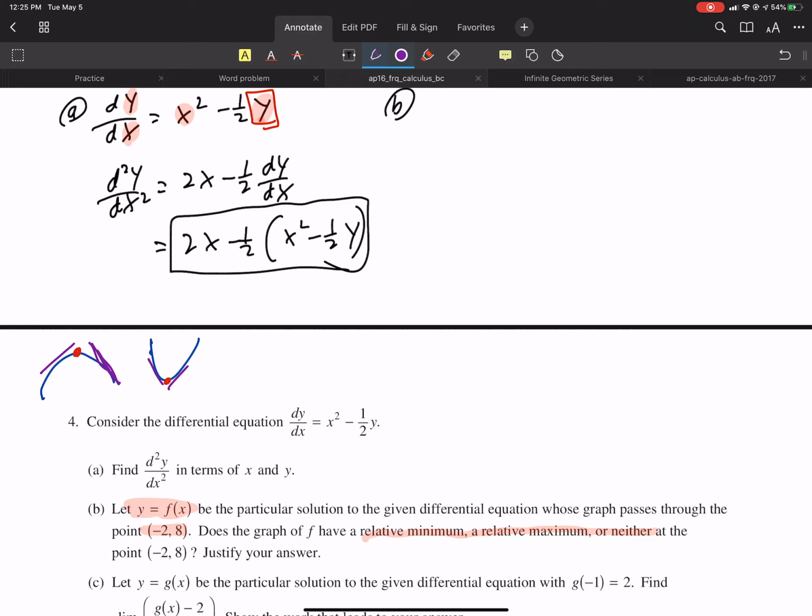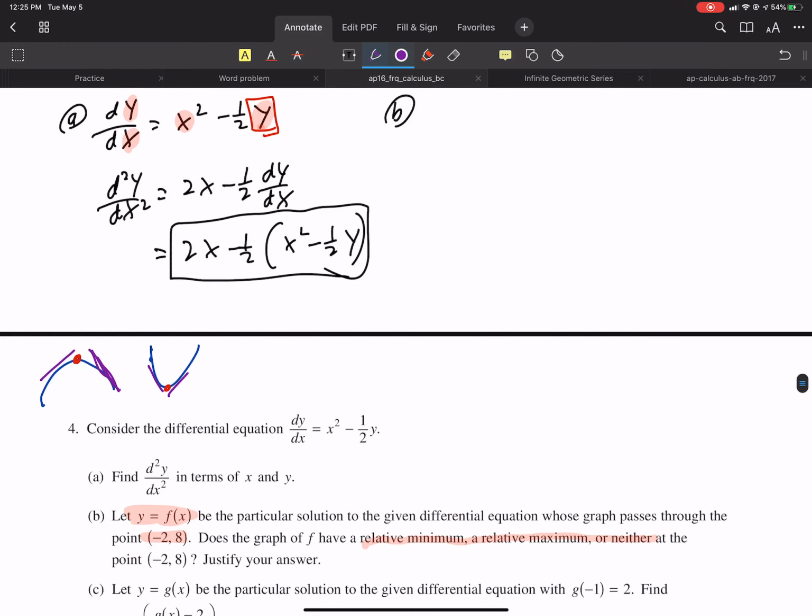That's not going to work here, and here's why. First, we have to make sure we have a critical point, whether we're doing the first derivative test or the second derivative test. I'll show you why the first derivative test doesn't work. We need to find the derivative to the left and right of (negative 2, 8).